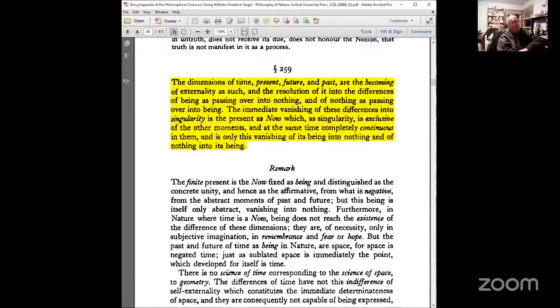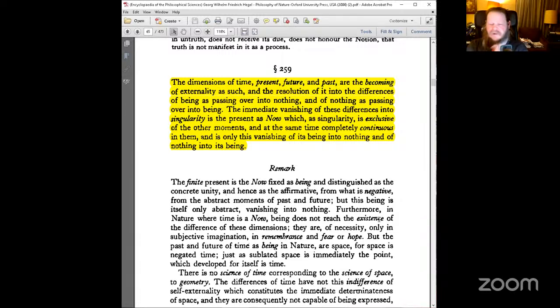The dimensions of time, present, future, and past, are the becoming of externality as such, and the resolution of it into the differences of being as passing over into nothing, and of nothing as passing over into being. The immediate vanishing of these differences into singularity is the present as now, which as singularity is exclusive of the other moments, and at the same time completely continuous in them, and is only this vanishing of its being into nothing and of nothing into its being.